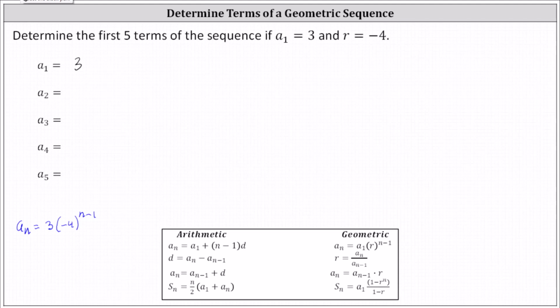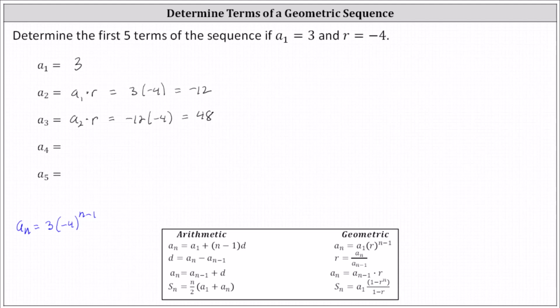Using this formula, a sub 2 is equal to the previous term a sub 1 times r, which is equal to 3 times negative 4, which equals negative 12. A sub 3 equals the previous term of a sub 2 times r, and since a sub 2 is negative 12, we have negative 12 times negative 4, which is positive 48.